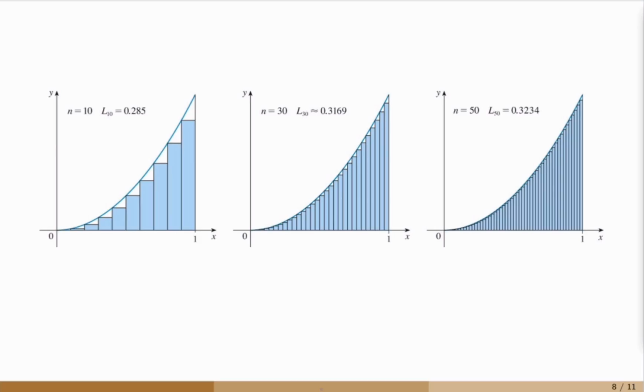How about in the other case when I use the left endpoints? So then I'm missing bits here and here. So here I use 10, here I use 30, and I use 50. And then again, the pieces which I'm missing, they kind of disappear. And again, in the limit, I have the hope that this might actually work.